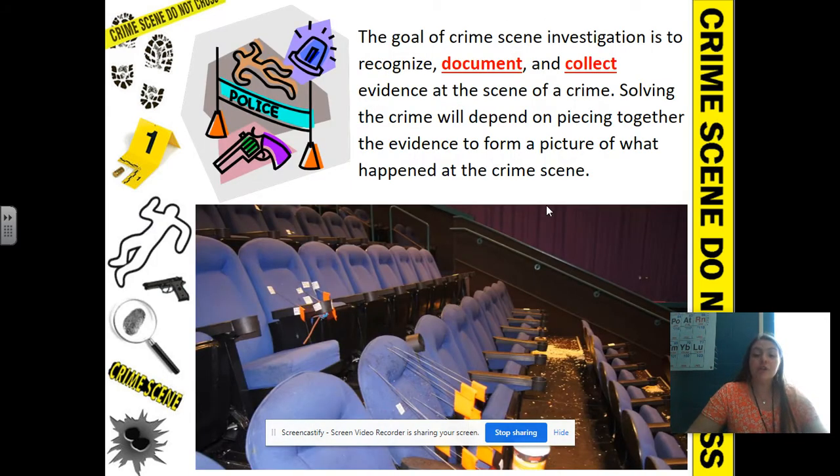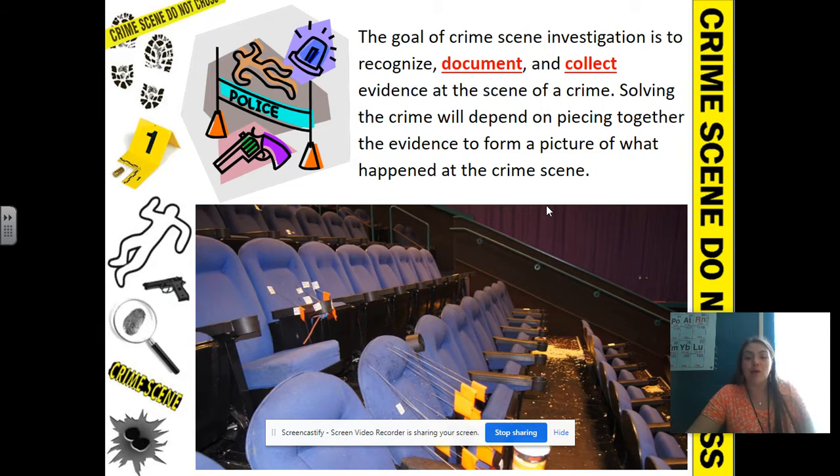All right. So the goal of crime scene investigation is to recognize, document, and collect evidence of the crime scene. That's what we're moving into. It's just the proper way to collect evidence. There's a lot of special things you have to do to package evidence correctly, or to document evidence correctly. And then we're going to get into that in this unit.